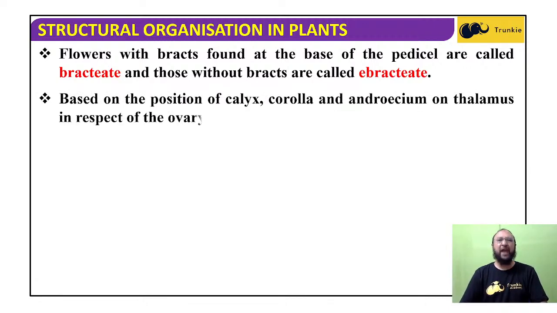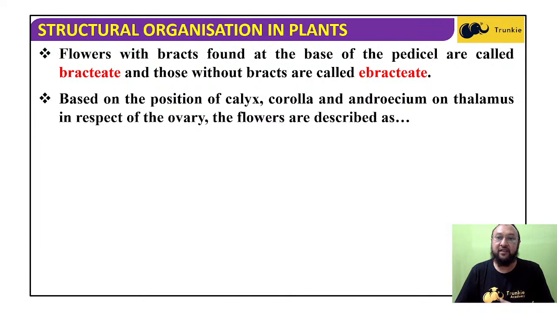Now flowers with a bract found at the base of the pedicel are called bracteate, and those without bracts are called ebracteate. Now try to understand this. A bract is a small leaf-like structure present at the base of the flower. In some cases it is present at the base of the pedicel. Pedicel means where the stalk finishes. You will see it in the picture also.